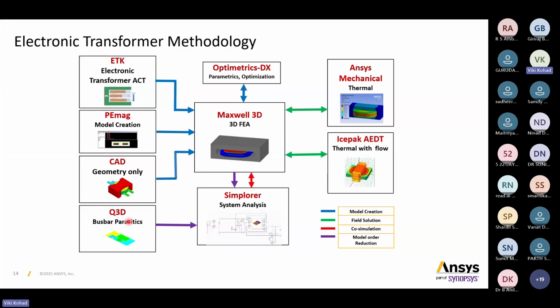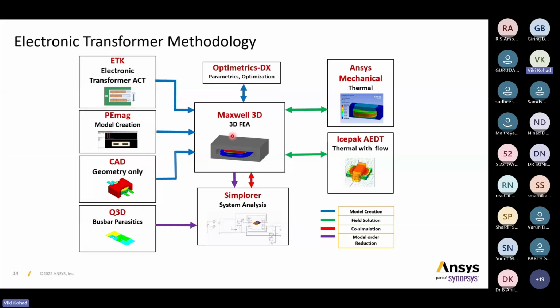Then the Q3D, this is for busbar applications. The Q3D tool is there to calculate the parasitic parameters. Now these are the four ways to create the transformer. In all the designs, the ACT extension itself creates the Maxwell 3D design, and PMAG also creates the Maxwell 3D design. So Maxwell 3D is the main, advanced tool for the transformer analysis.